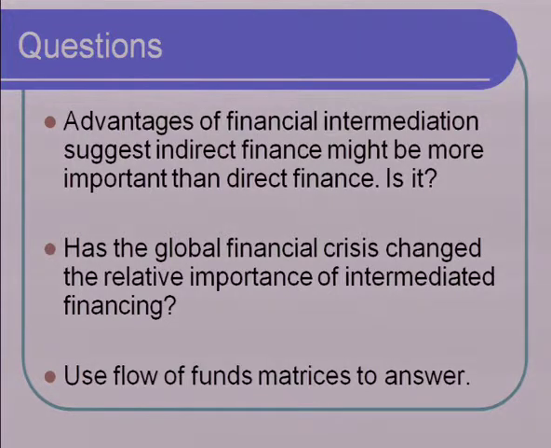I've asked you for the TUTE to compare that with 2007-2008 and say, well, has financial intermediation become more or less important? And as I've said at the bottom there, we can use flow of funds matrices to answer those questions and lots of other questions about financing in the economy. So that's what I'll do in the second part of the lecture, but we have a 10-minute break, so until 1:15.